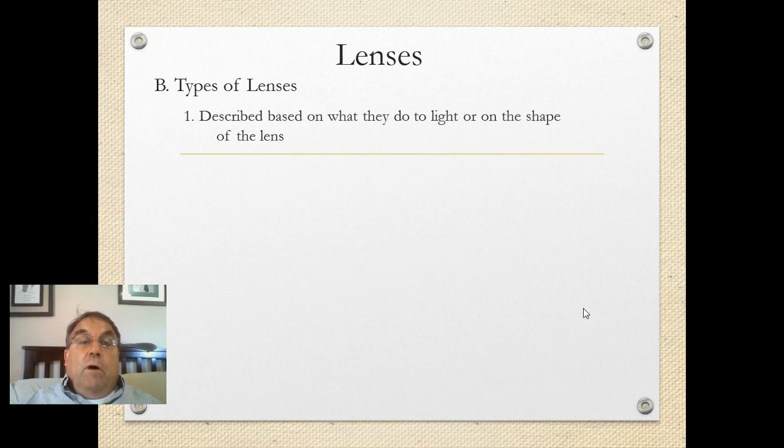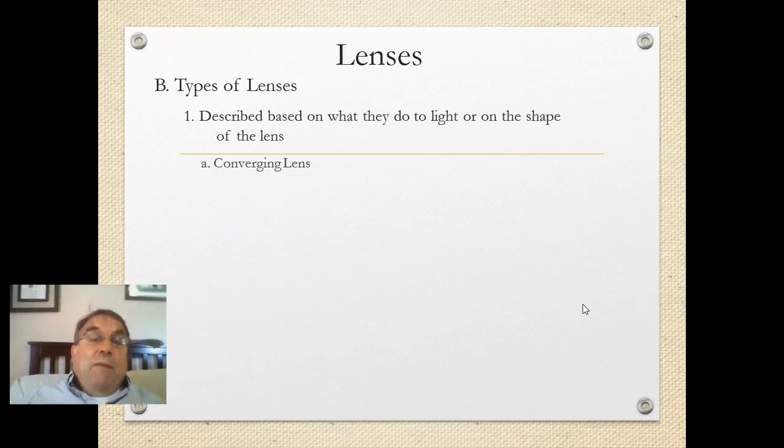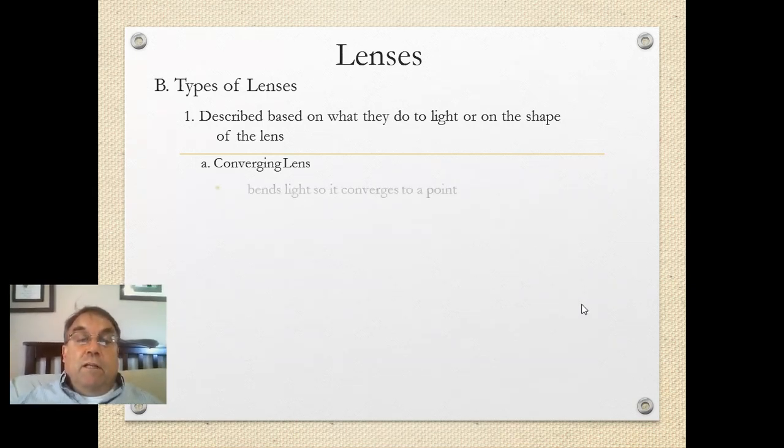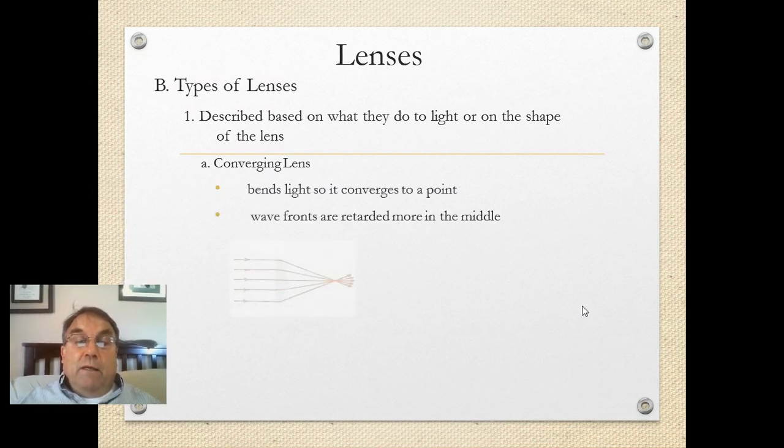Okay, so there's different ways of naming these lenses. One is based on what they do to the light. The other is based on their shape. So the first is a converging lens, and they're so called because they converge the light from the object. They converge it to a point.